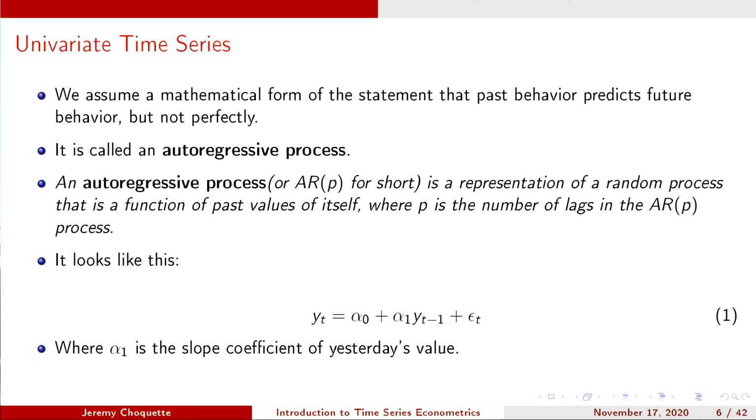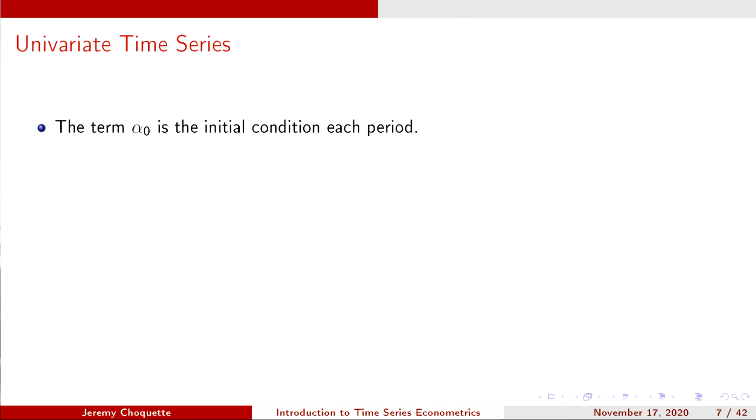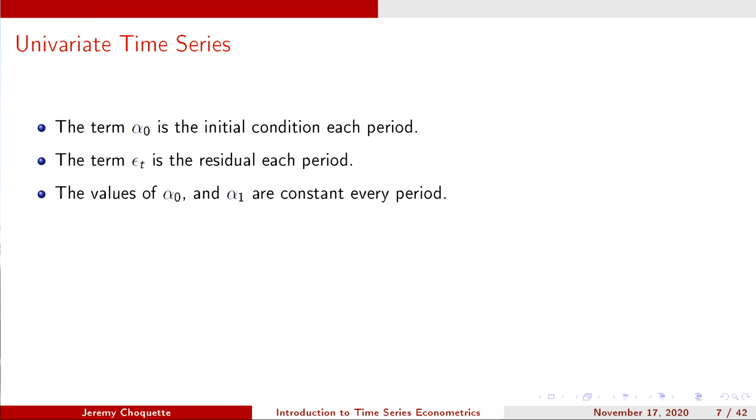So let's start with alpha 1. Alpha 1 is the slope coefficient of yesterday's, or really just the previous value. It doesn't have to be yesterday. It could be last week's, last month's, last quarter's, last year's, whatever. But if it follows an AR(1) process, then the relationship between what the value was yesterday and what the value is today is going to be reflected through that alpha 1. It's the amount of yesterday's events that affect today's events. The alpha naught term is the initial condition, and then this epsilon_t is the residual.